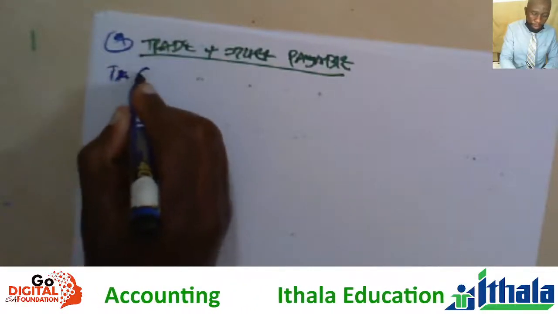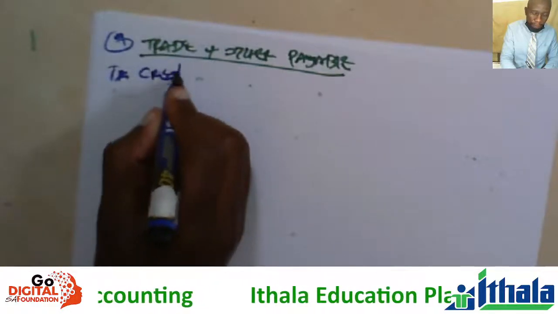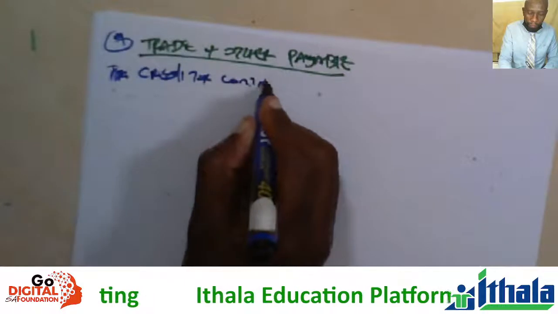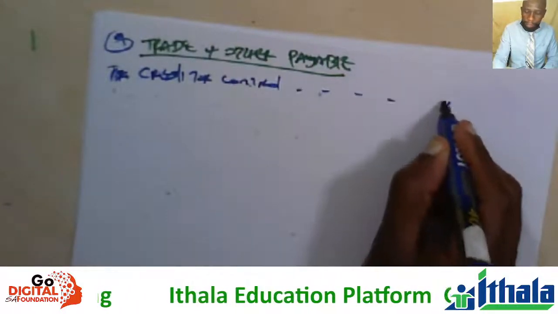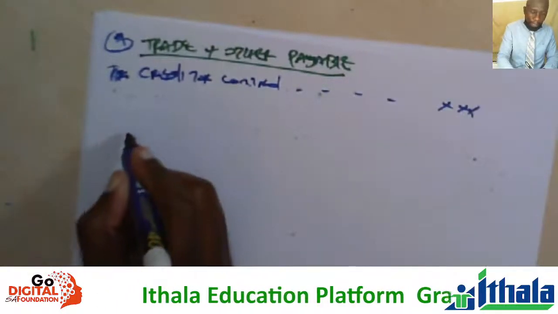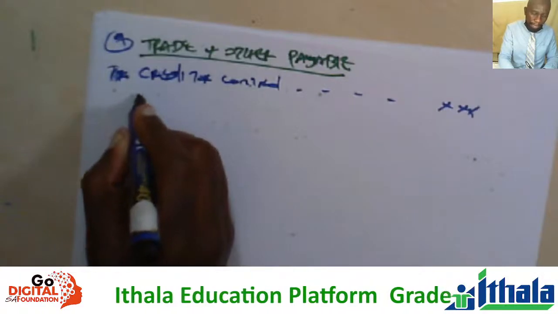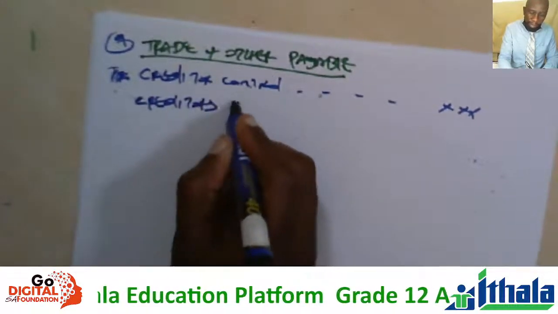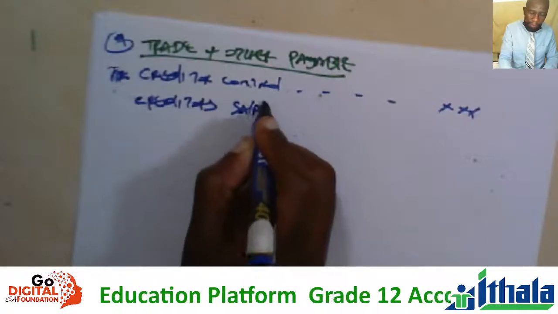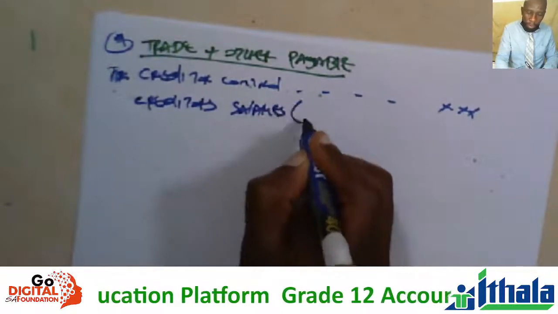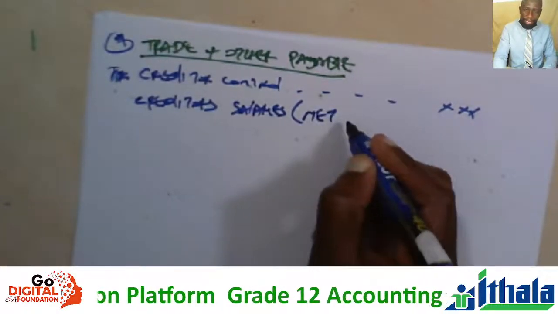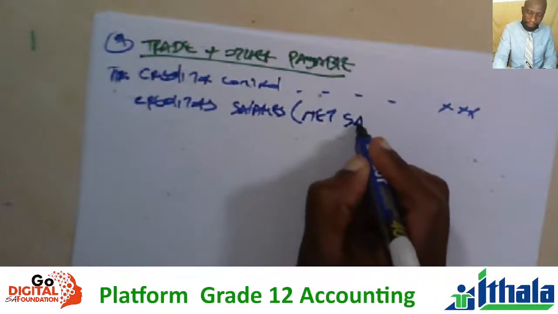creditors control, sorry. Creditors control. So you take the figure of the creditors control, you record it here. Then you add creditors salaries, or what is it called, net salary. Creditor salary is the same as net salary.